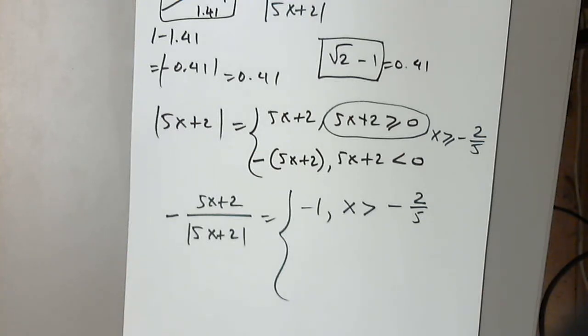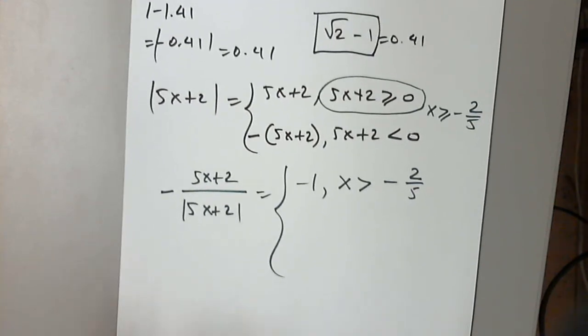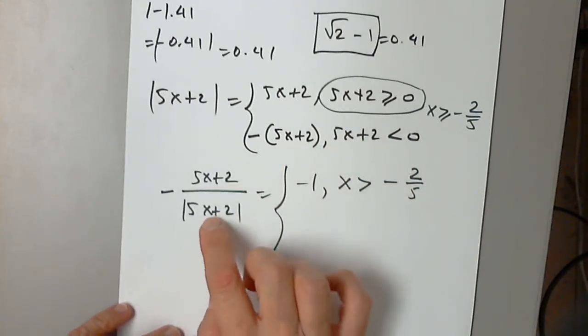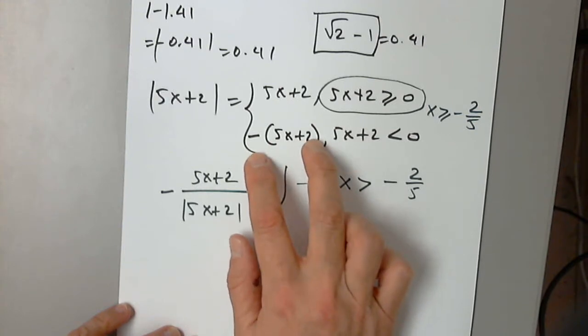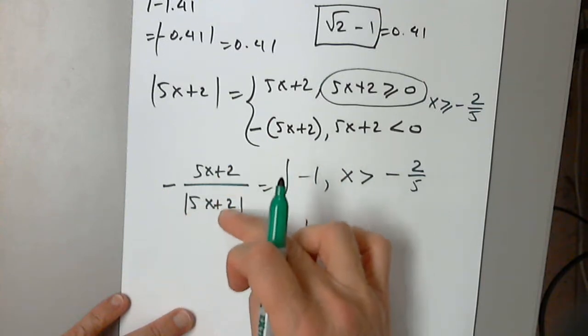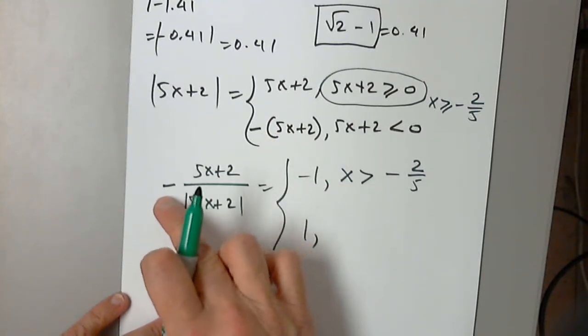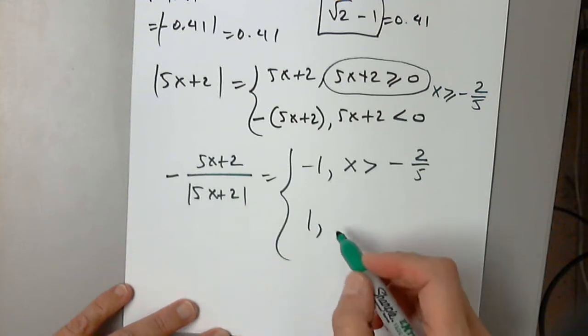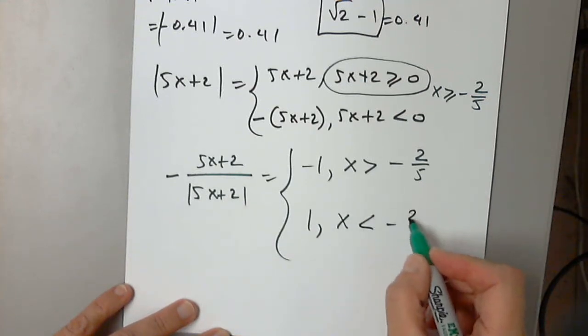Can anyone explain why I cannot include negative 2/5? If negative 2/5 is in the denominator, it would make the denominator zero. Absolutely. Is that clear? Okay, and the other option is, when the denominator is replaced by the opposite, we have positive 1. Because there is a negative in front, this is still 1, but with minus in front will eliminate this negative. So it's 1 for x less than negative 2/5.